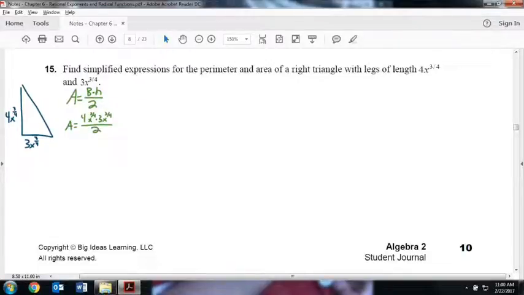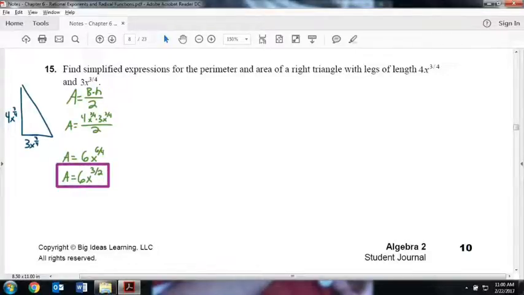Okay. 4 times 3 is 12, divided by 2 is 6. And since we're multiplying the x's, we can add their exponents. So 3 plus 3 is 6, that's 6/4. I'll go ahead and write it as 6/4 to make sure everybody tags along. 6/4 reduces down to 3 halves. So that would be your area.